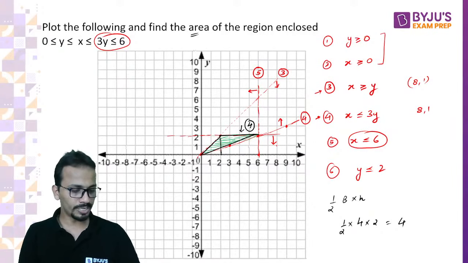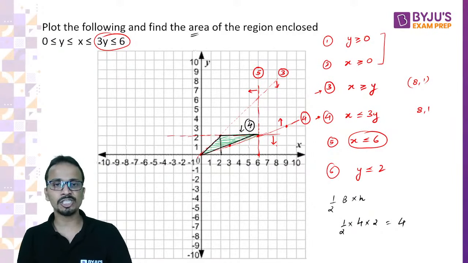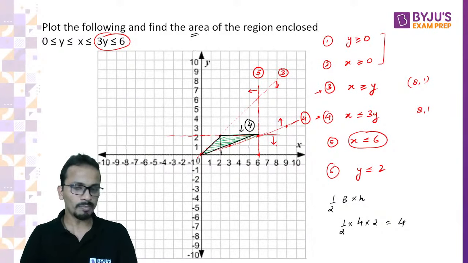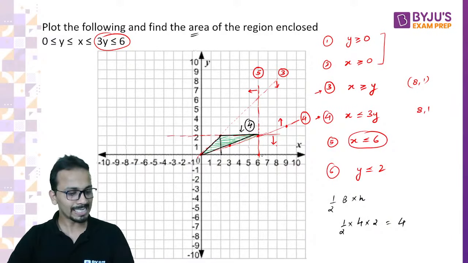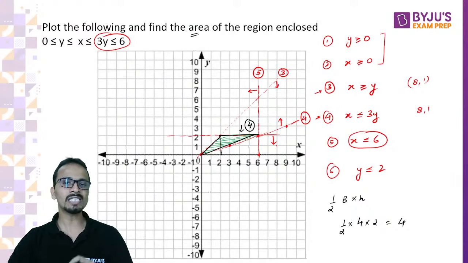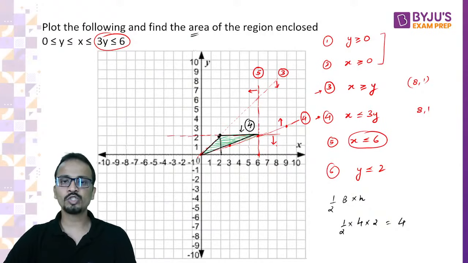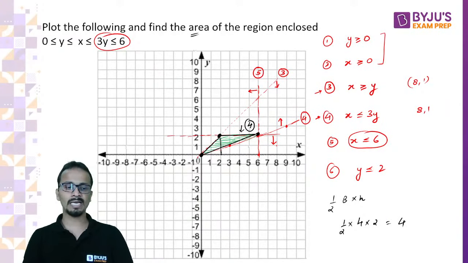Okay. So yes, Vicky, you have given the intersection points as well. So 0, 0, 2, 2 and 6, 2. Yes. So these are the 3 points which will be the vertices of this particular triangle. Okay. Am I clear?